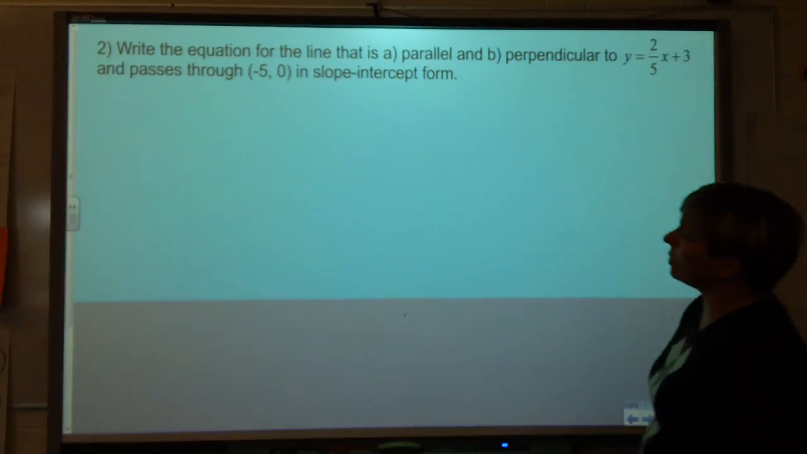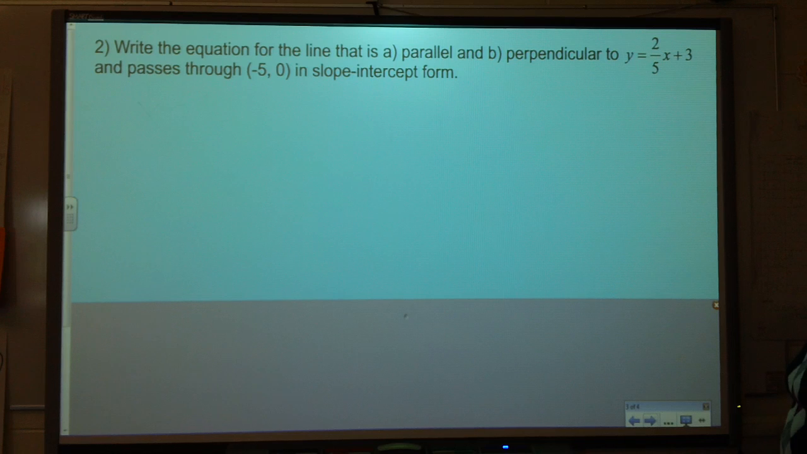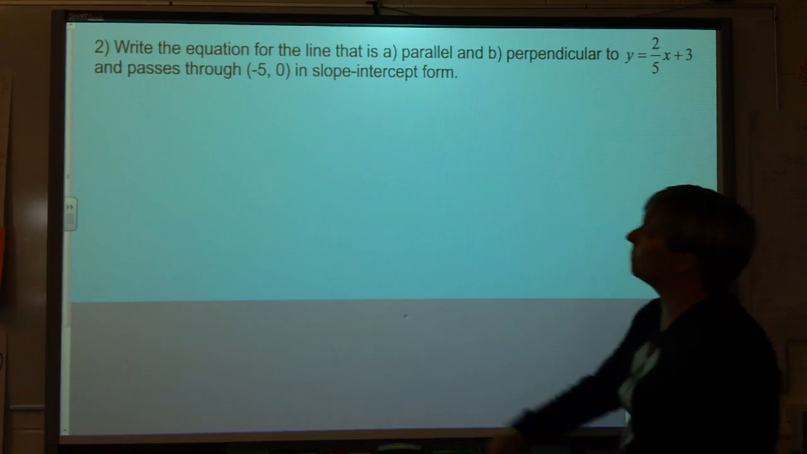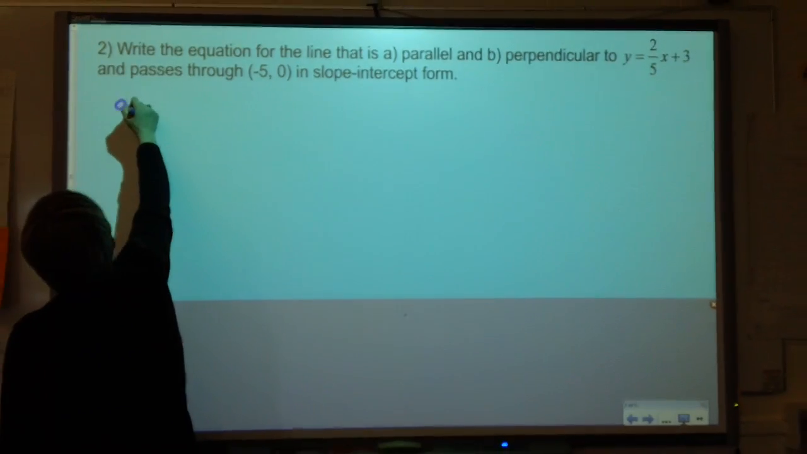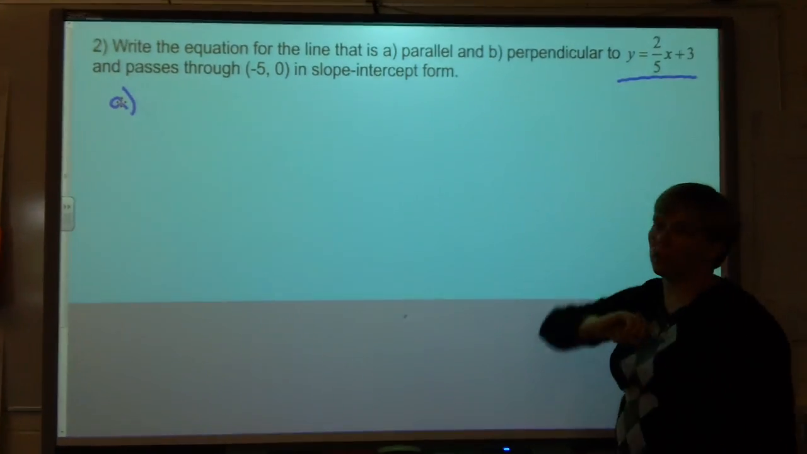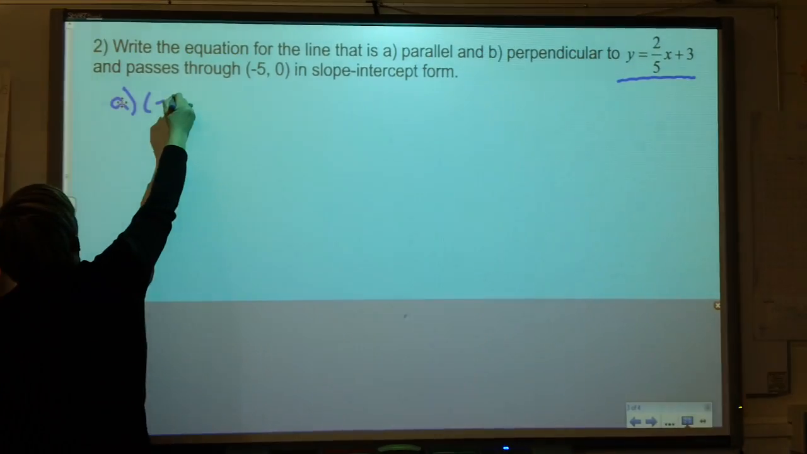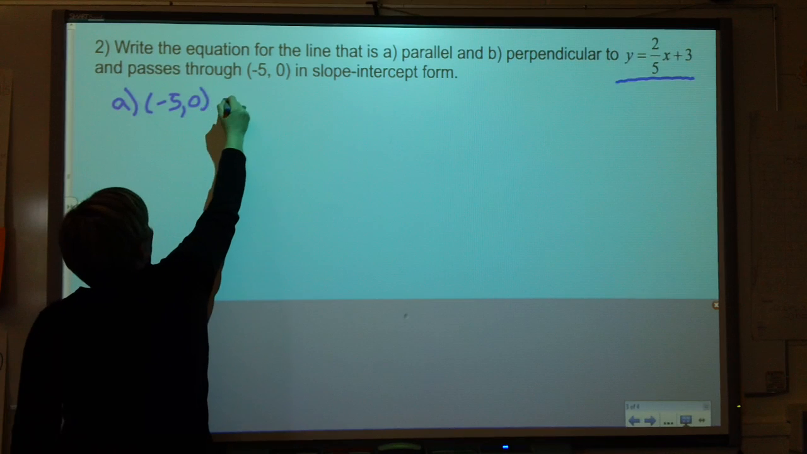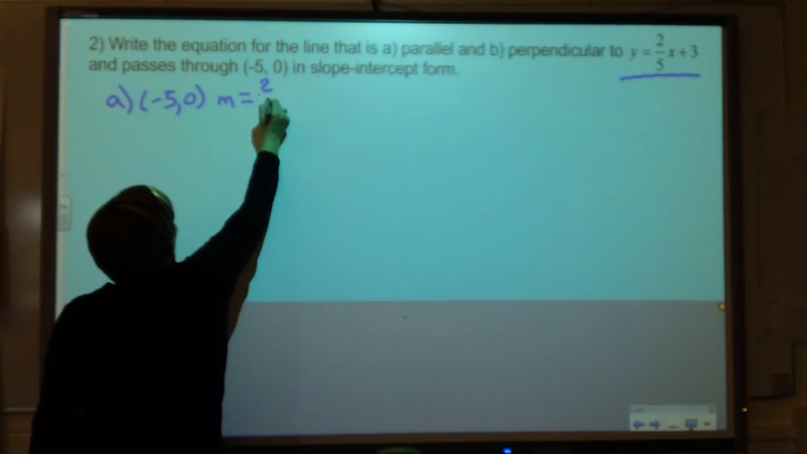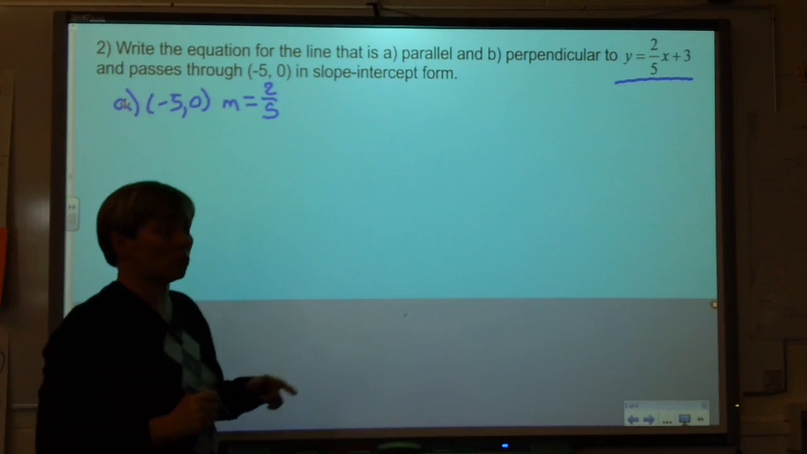Question 2 says write the equation for the line that is A, parallel, and B, perpendicular to this equation, y equals 2/5 x plus 3, and passes through negative 5, 0 in slope-intercept form. So I'm going to start with A. If I want to be parallel to this line, that means I have to have the same slope. So I'm going to use my point that I'm going through, negative 5, 0, and my slope of 2/5. Remember, they're parallel lines, so they have to have the same slope.